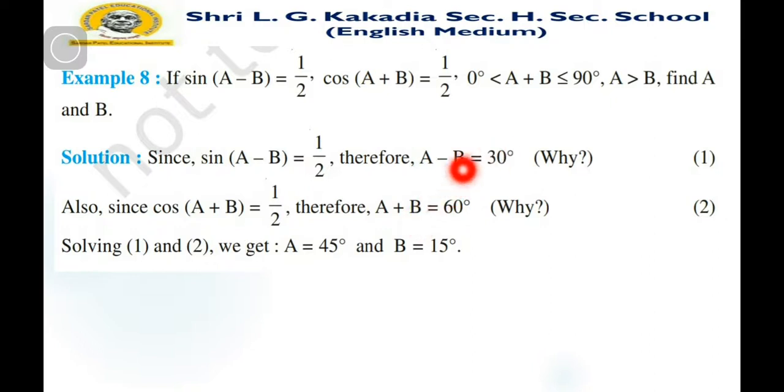Now from both the equations we can find the values of a and b. Solving these equations, we can find a is equal to 45 and b is equal to 15. Here you can see that a is greater than b.